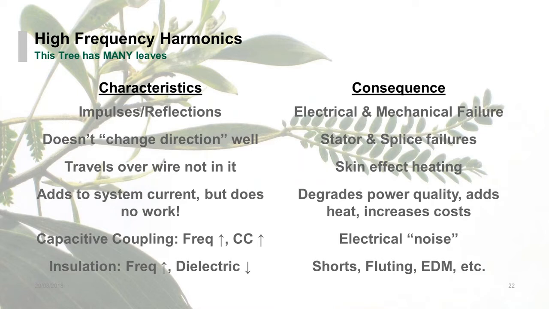So people talk about harmonics and all the other characteristics that we can see. These are all types of things that can occur from an inverter. So we'll just step through these. First of all, the characteristic of the impulse and reflections. This can cause electrical and mechanical failure.